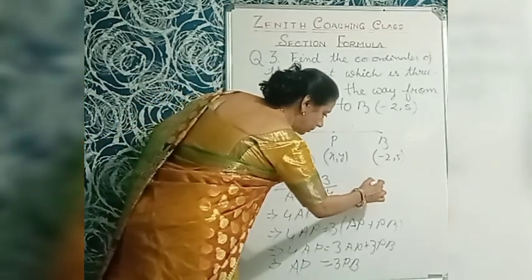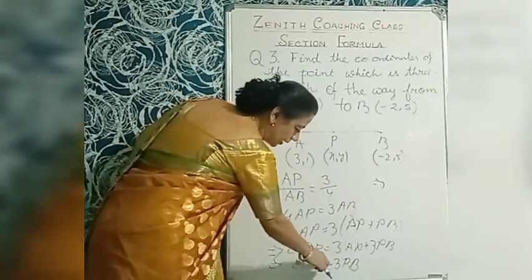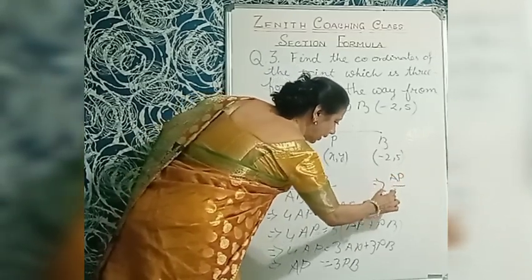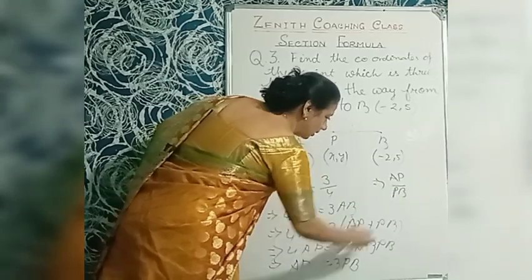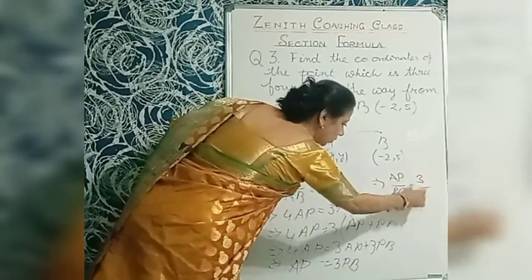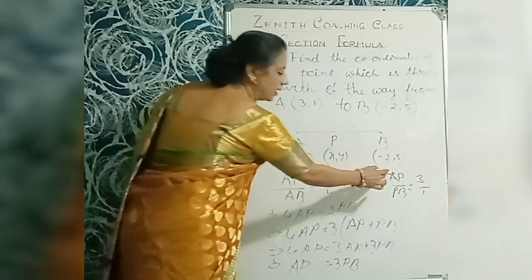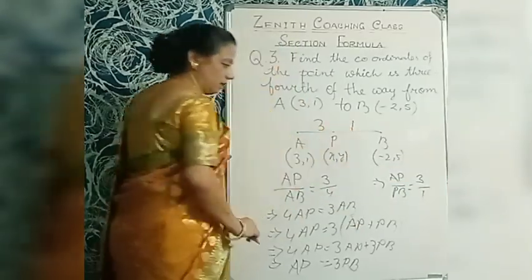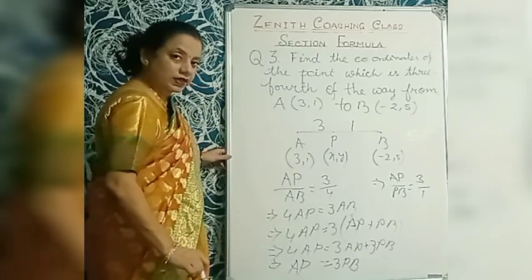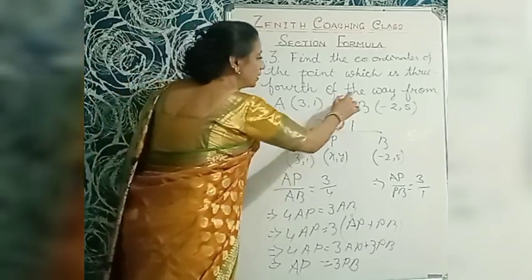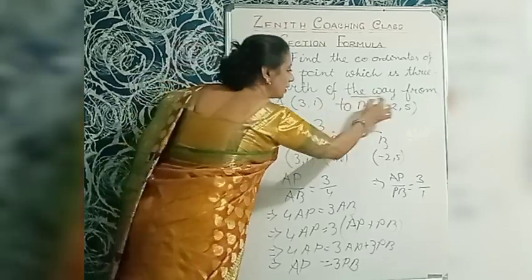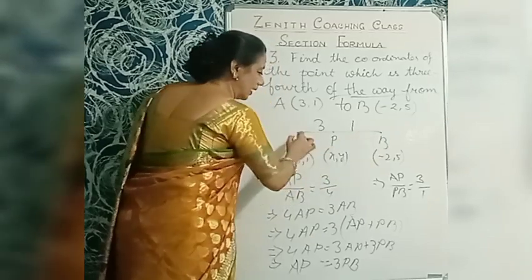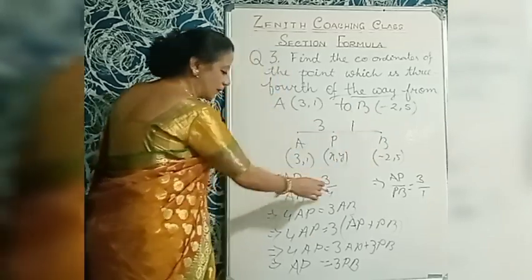Therefore I am writing here AP equals 3PB. So AP by PB then equals 3:1. So AP is to PB equals 3:1, so here is 3 and here is 1. Couldn't understand? So that is on the way from A to B, that is AP by AB equals 3/4.